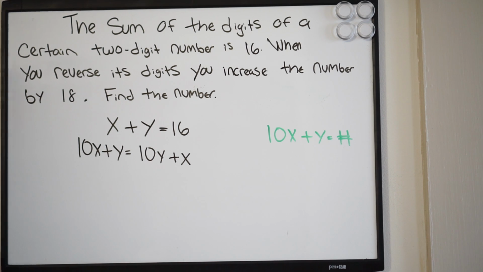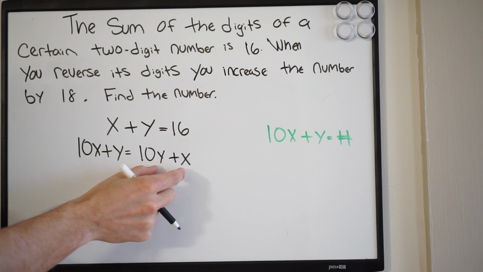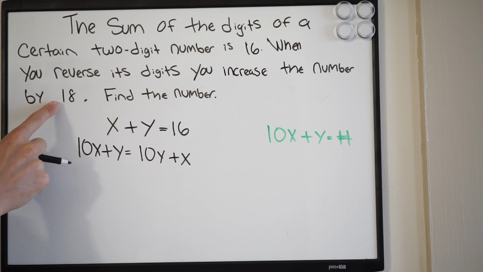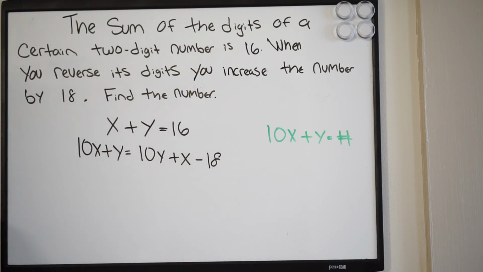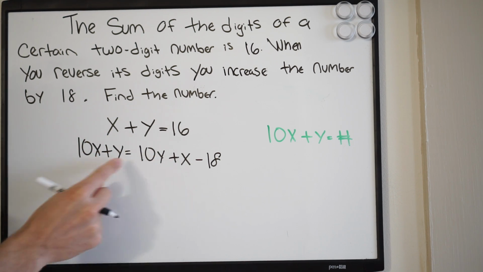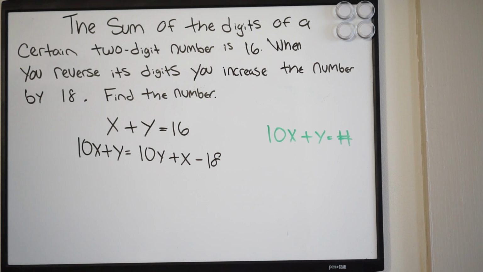Now this is a little bit tricky. Right now, once I reverse these, it's now increased by 18. So in order to make this equal out, I don't add 18, I subtract 18. Again, because by reversing it, I increased this number by 18. So if I want it to equal out, I actually have to subtract 18. Alright, so that's a little bit tricky.